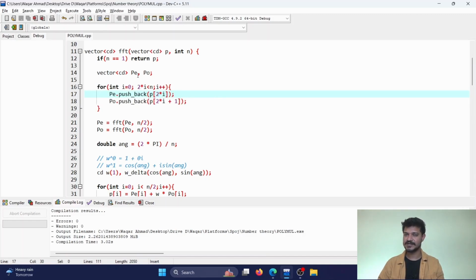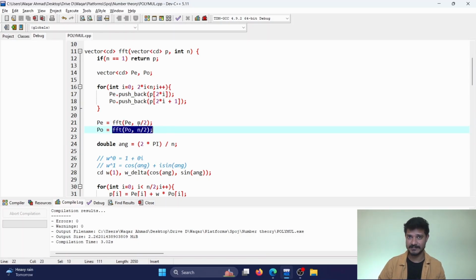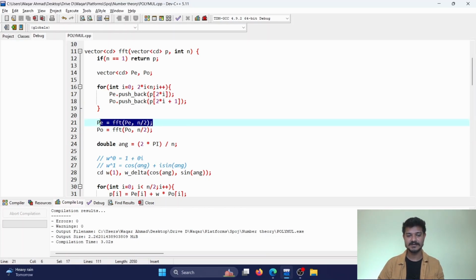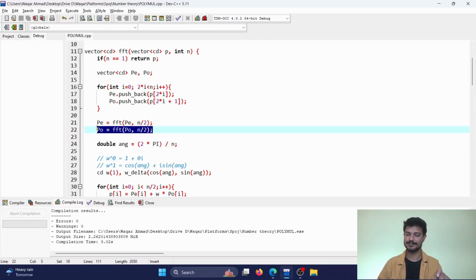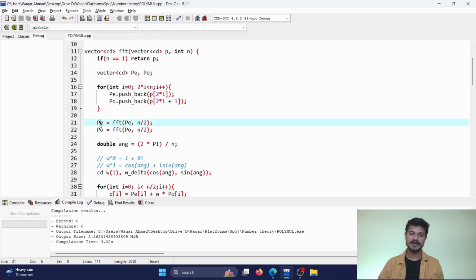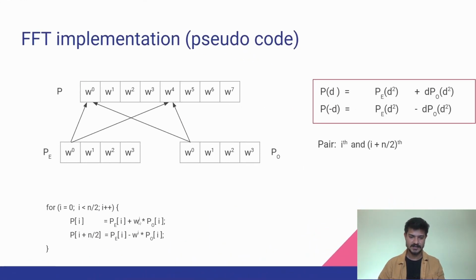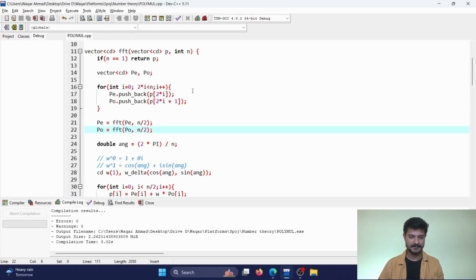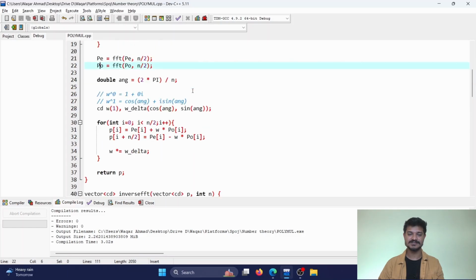So now we have PE and PO. We'll make a recursive call to evaluate PE and PO, right? On how many points? N by 2 points. That's exactly what we are doing here. So now PE and PO have been evaluated and we are saving the result back into PE and PO, right? Now these two are evaluated. Once they are evaluated, you remember, this is how we are going to utilize them, right? Let's come again here, and here comes the evaluation part, basically utilizing PE and PO to evaluate the original polynomial.